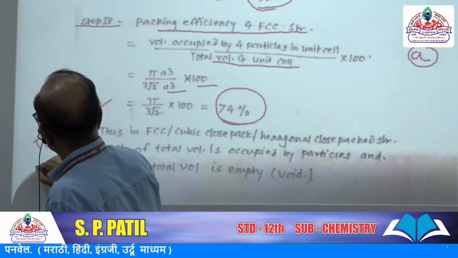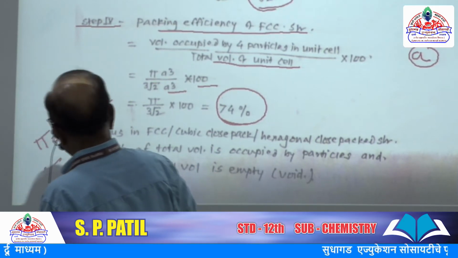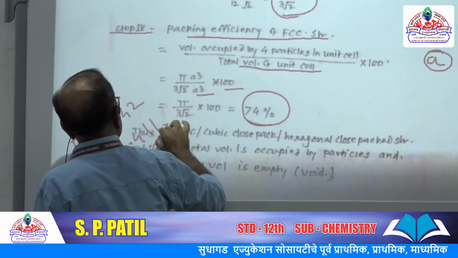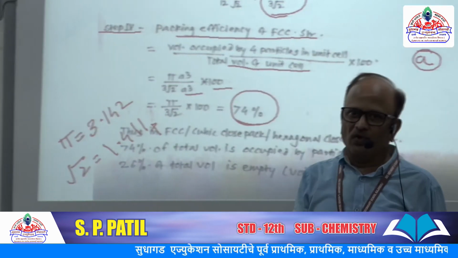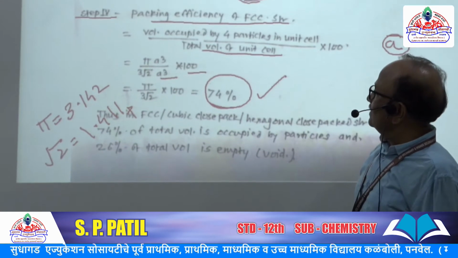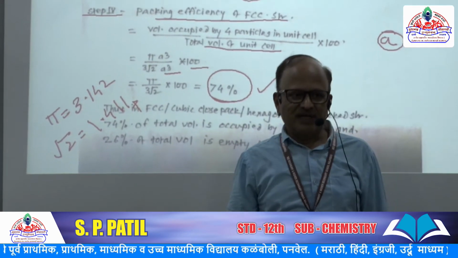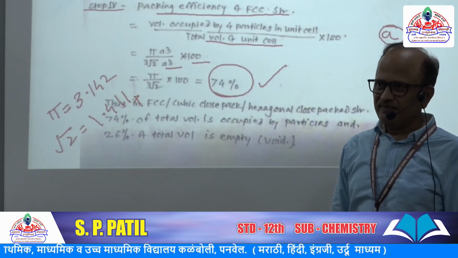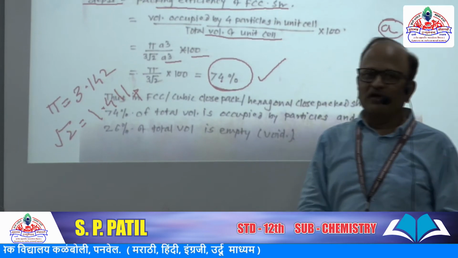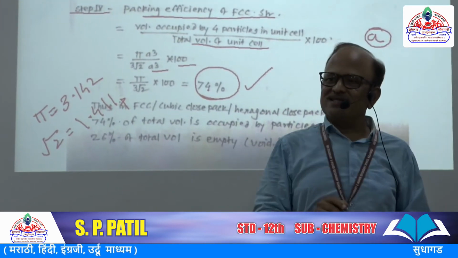We know the values, pi equal to 3.142, root 2 is equal to 1.414, and simplifying, the total volume of sphere, or packing efficiency, is 74%. Out of the cube, 74% volume is occupied by spheres present in that crystal structure.